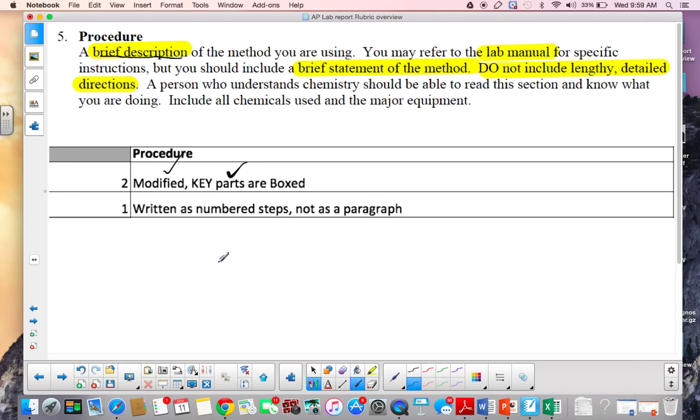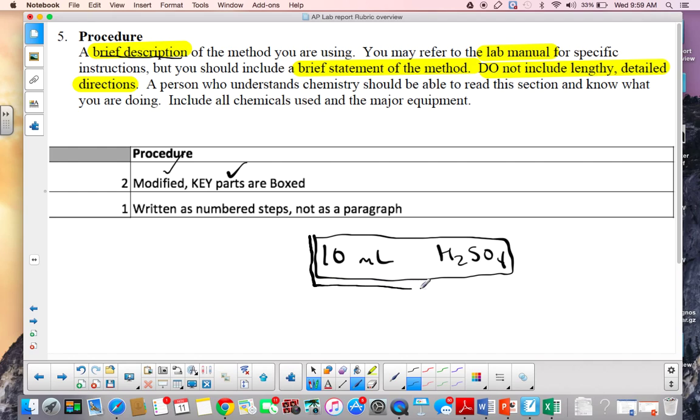The key parts are boxed. So if it tells you to measure out 10 milliliters of sulfuric acid, for example, when you write it out, you would box it or double box it. That way, when you write everything out, you can easily see any value that you need to measure out in the lab. It's kind of like highlighting something, but in a lab book, we don't highlight, so what you would do is double box. So any key parts involving amounts, time that you have to do something, the temperature at which you want to do something, anything like that that's real specific detail, you want to box.